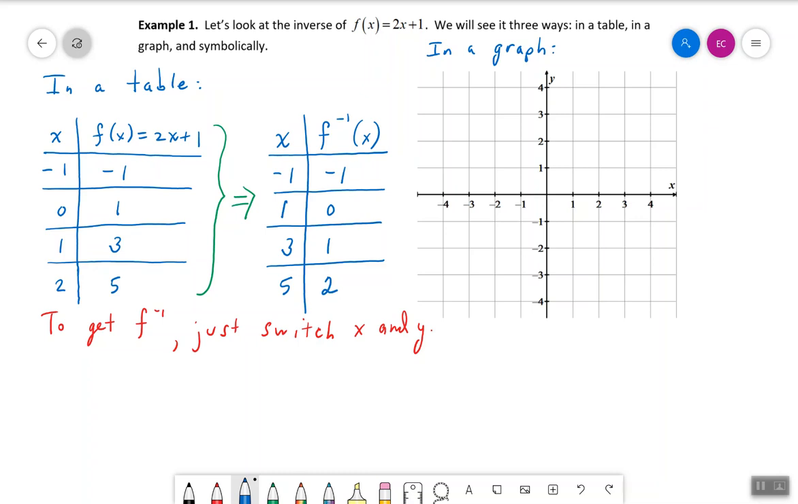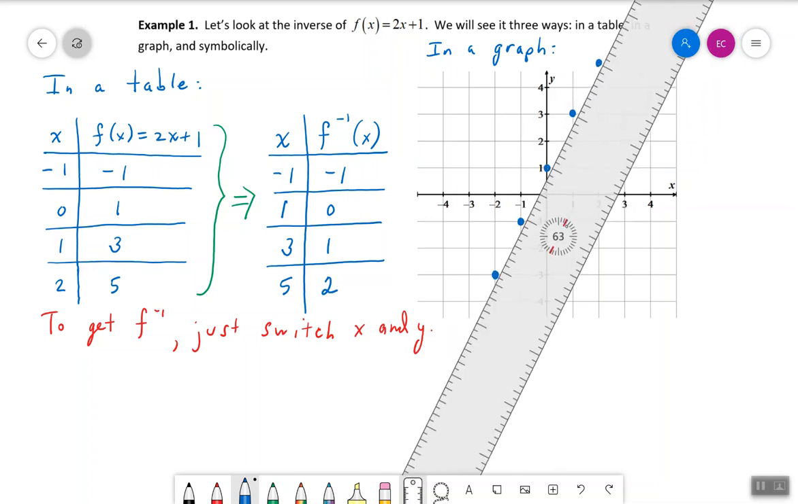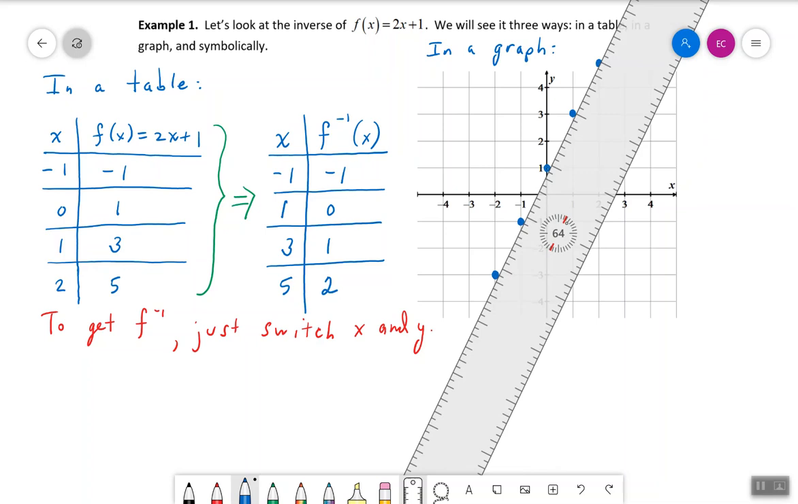And so let's just plot the points for f of x. Let's plot -1, -1, and 0, 1, and 1, 3. 2, 5 is just about off of the graph, isn't it? I guess it's up about right there. And we might even want to plot one more point. -2 would make -3, wouldn't it? And then let me try this ruler here, and let me see if I can get it to make a nice straight line for us.